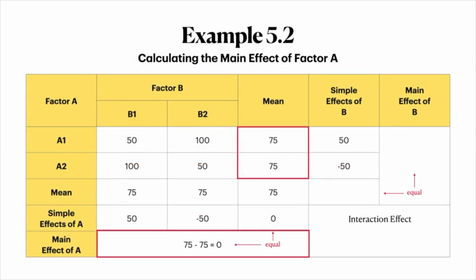And we can demonstrate this calculation in the context of our two-way table, all right, by taking the difference between the row means for A2 and A1, 75 minus 75, which again gives us 0. And we can see here that the two calculations for calculating the main effect of A both give us 0, as they should, because they are algebraically equivalent.